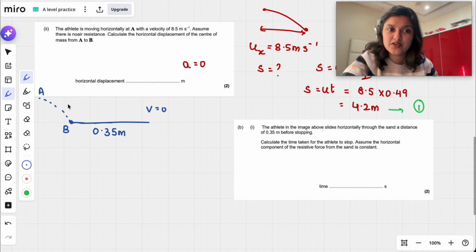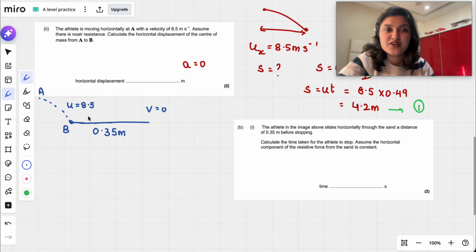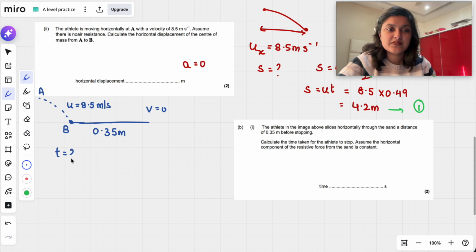And what's the initial velocity? Initial velocity will be 8.5. Because in this case, we are talking about just horizontal motion. So athlete will only have horizontal velocity, 8.5 meter per second. Okay. Now, what is the question asking us? The question is asking you to find the time. So time is missing in this.